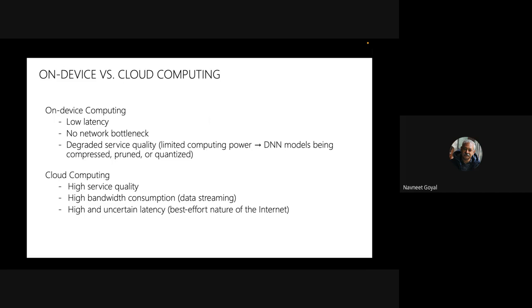On-device computing: low latency, no network bottleneck, but degraded service quality and limited computing power. So DNN models need to be compressed, pruned, or quantized. These are two techniques basically for compression, pruning and quantization. And we don't want to compromise on the performance of the DNNs in terms of accuracies. And cloud computing provides high service quality, but high bandwidth consumption, data streaming, and high and uncertain latency.